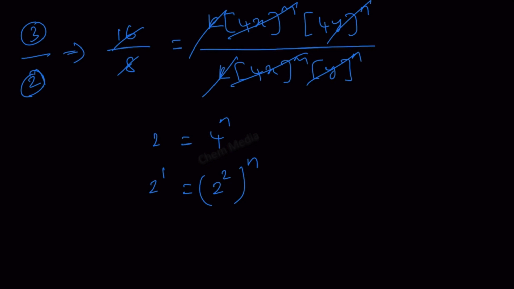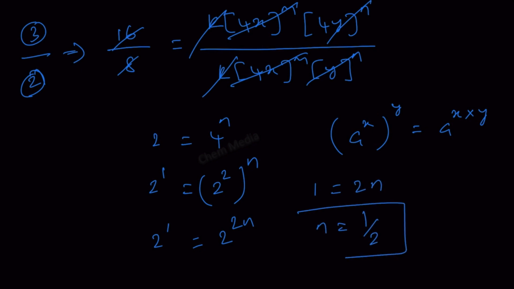And using power rule, we know that a to the power x to the whole power y is equal to a to the power x times y. So therefore, 2 to the power 1 is equal to 2 to the power 2n. Therefore, 1 equal to 2n, therefore n equal to 1 by 2. So we found one unknown. Now let's find out the second unknown. Let's divide equation 2 by equation 1.